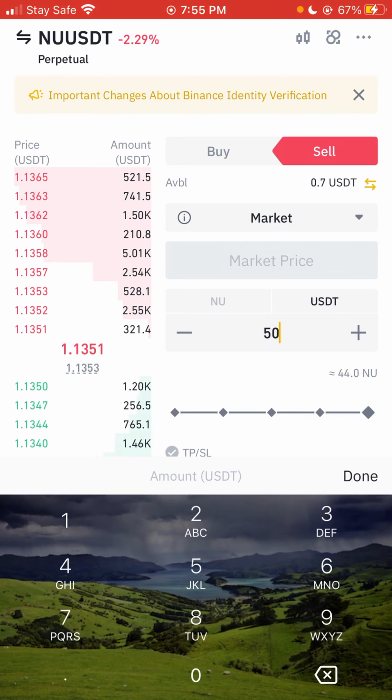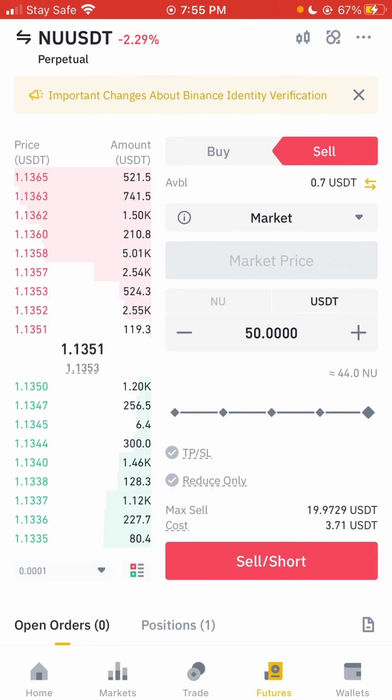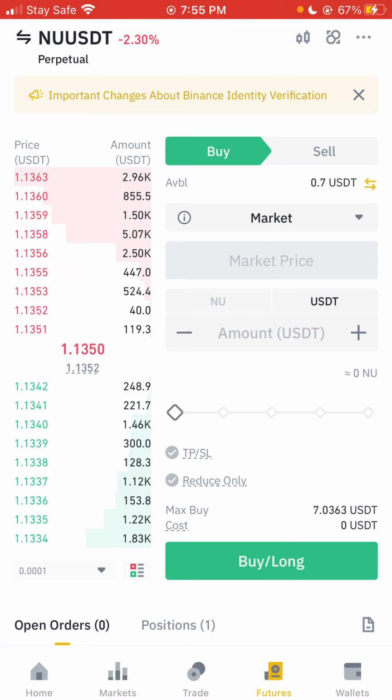I want to trade with $50. Then you click on continue. Then you sell. If you are buying, you do the same thing. That is for market. Those are the two common ways to trade on futures. And trust me, those are the two things you really need here.